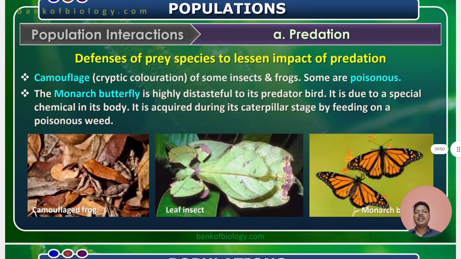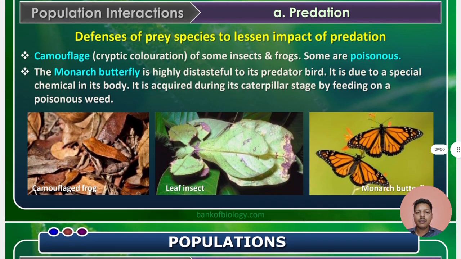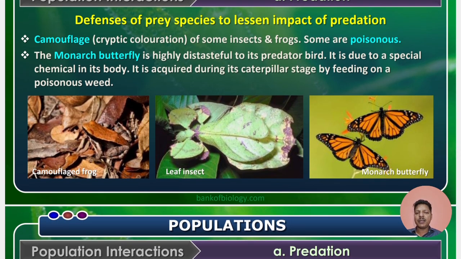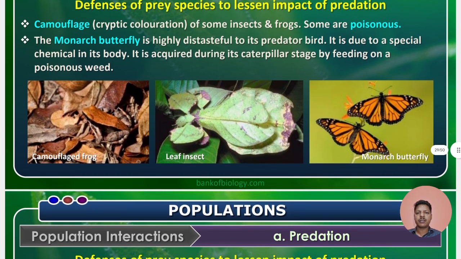Next, defense of prey species to lessen the impact of predation. Camouflage or cryptic coloration of some species, and some frogs are poisonous. The monarch butterfly is highly distasteful to its predator bird. It is due to a special chemical in its body, acquired during its caterpillar stage by feeding on a poisonous weed. Here there are some camouflages you can see, camouflaged frog, leaf insect.